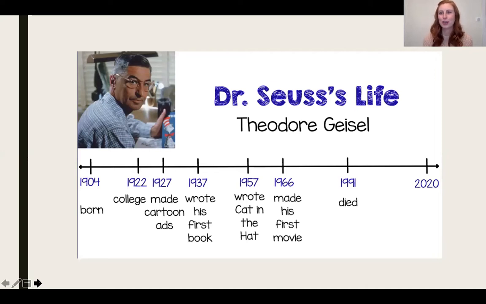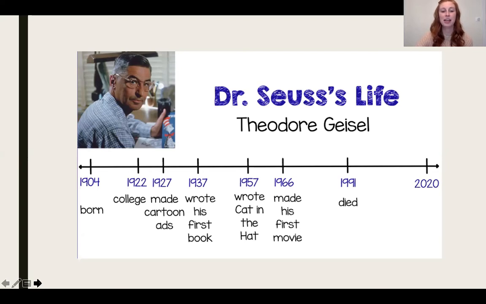Did you know his first book was And to Think I Saw It on Mulberry Street? I always thought his first book was Cat in the Hat. But he didn't write Cat in the Hat until 1956. And then he made his first movie in 1966, which was How the Grinch Stole Christmas. And then in 1991, he died.